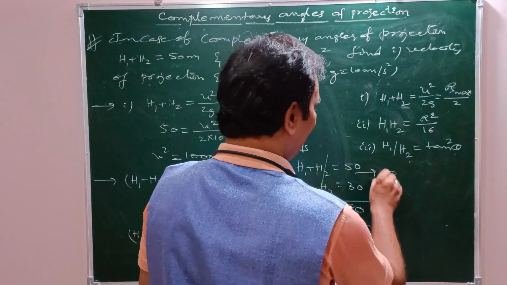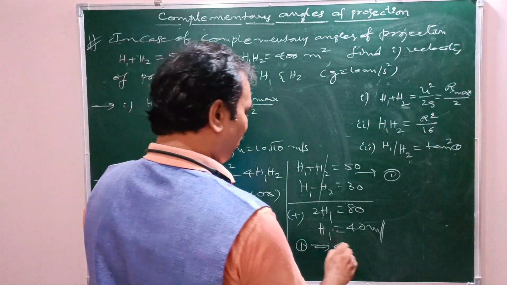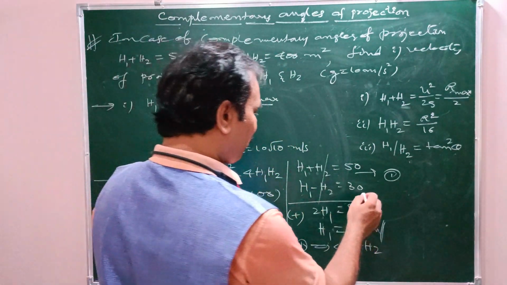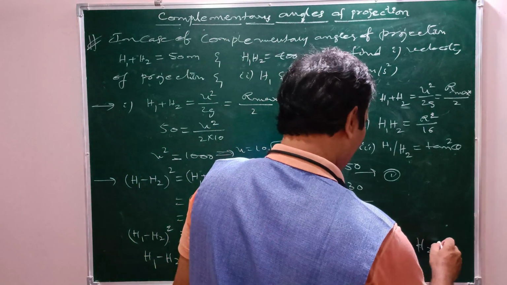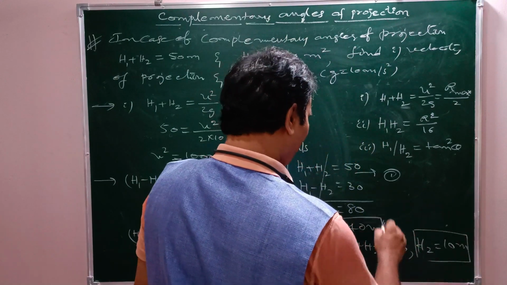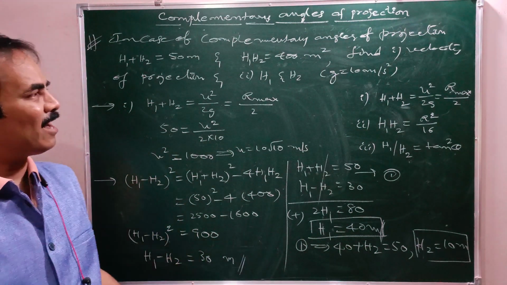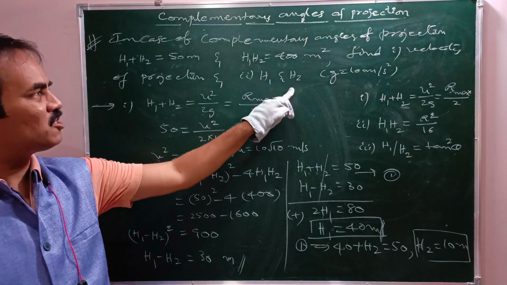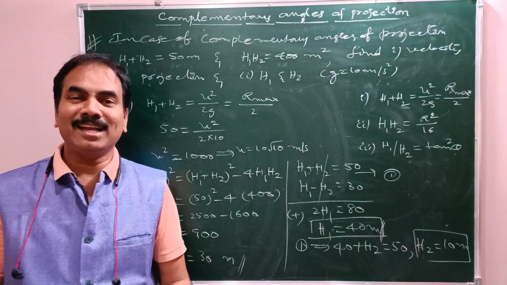See, this one number 1 implies we have h1 value 40, so 40 plus h2 equal to 50, that is h2 equal to 10 meters. Okay, so h1 equal to 40 meters, h2 equal to 10 meters. So that's how we can find values of respective heights and velocity of projection in case of complementary angles of projection, right?